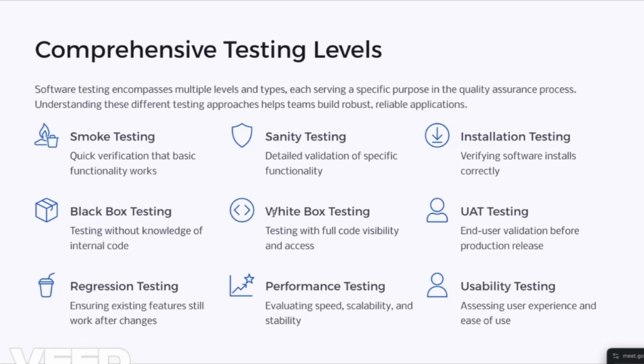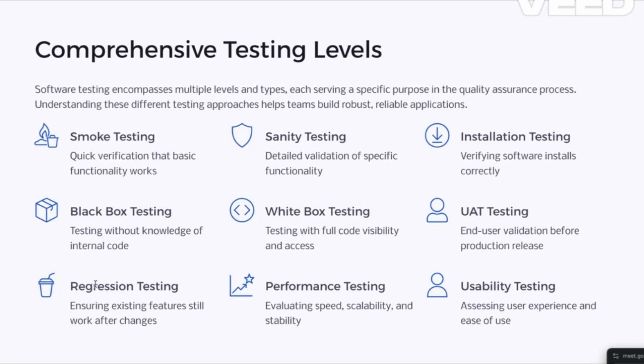White box testing is done with full code visibility and access. So white box testers know the code exactly. UAT testing is user acceptance testing. It's end user validation before production release.